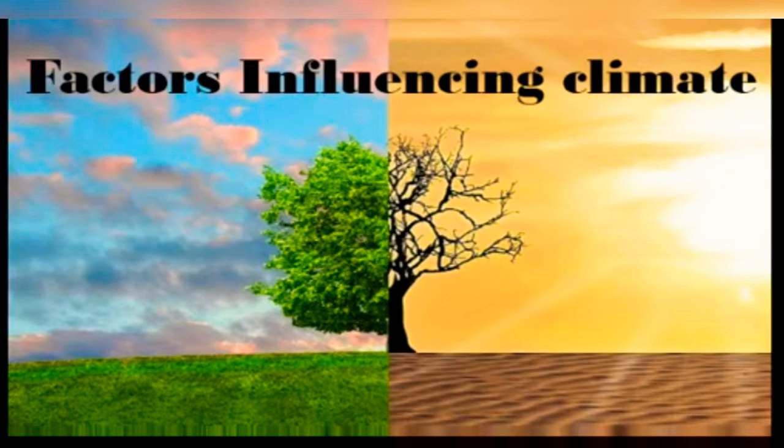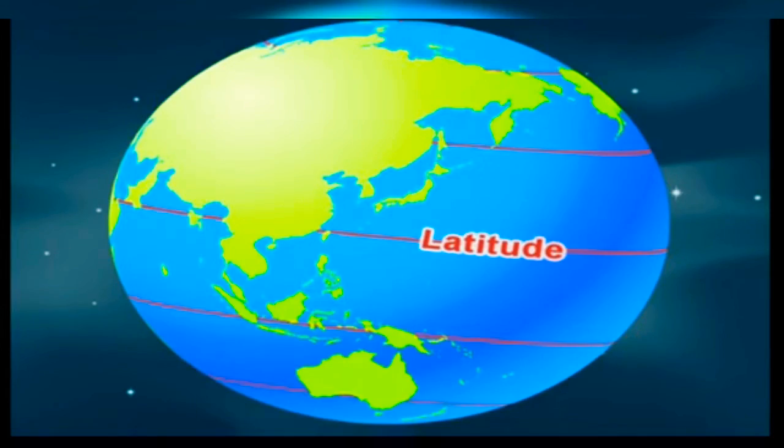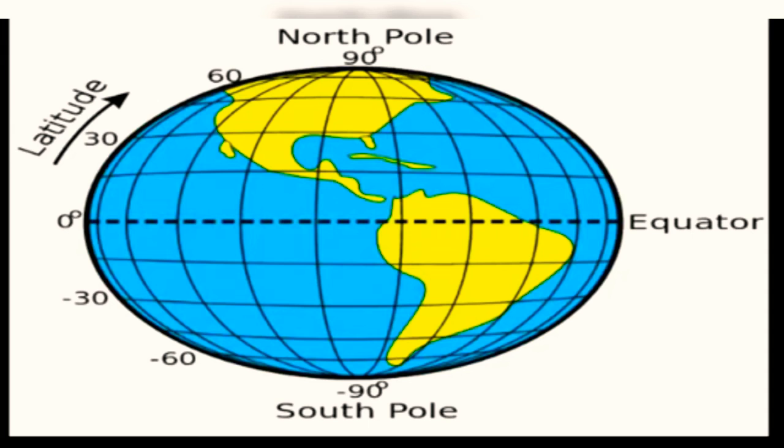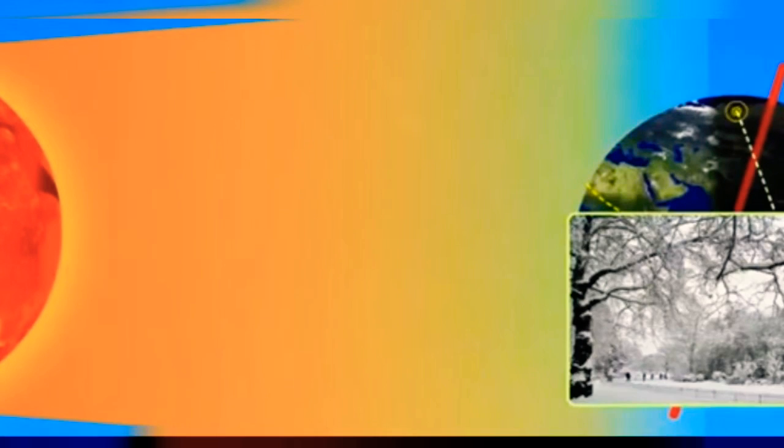Hello everyone. In this video, I will tell you about factors influencing climate. Climate is influenced and controlled by certain factors like latitude or distance from the equator, altitude, humidity, precipitation and wind. Let's start with latitude or distance from the equator. It is one of the most important factors affecting the climate of a place. The places on the equator and close to it receive direct sun rays and maximum heat. The farther a place from the equator, the lesser heat it receives from the sun.